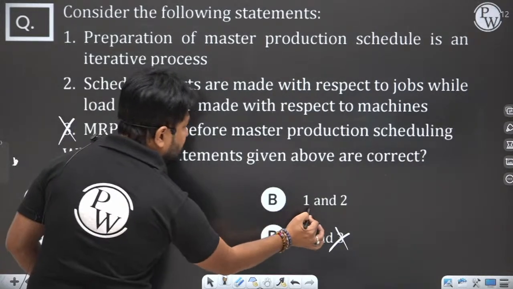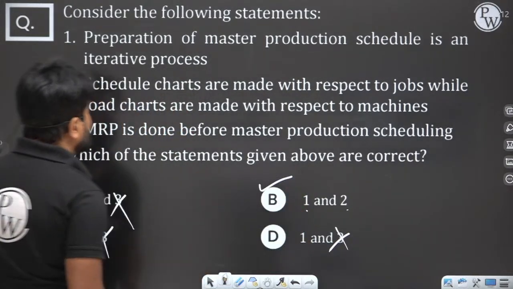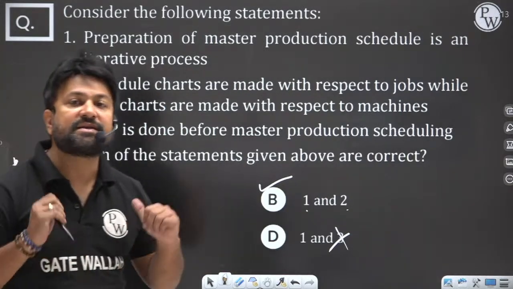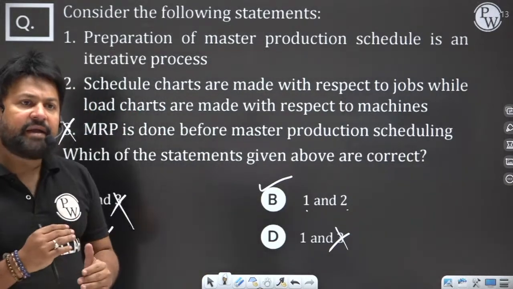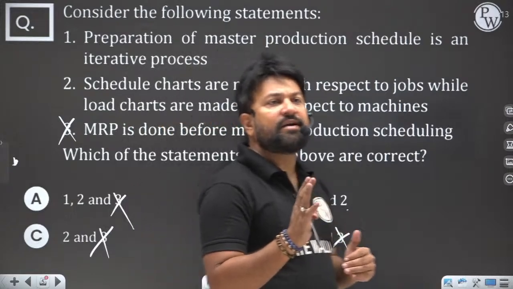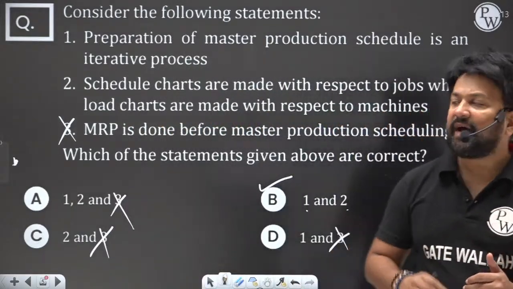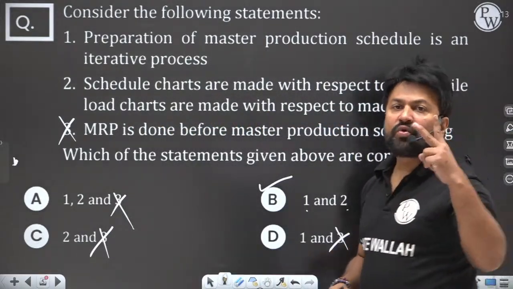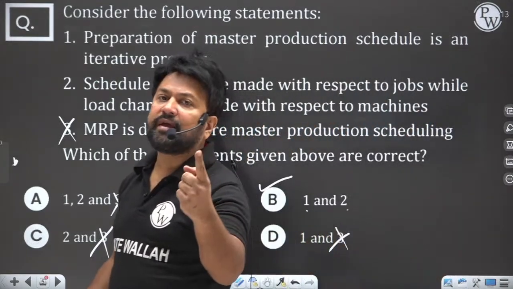So the only options are 1 and 2. Automatically 1 and 2 are going to be selected. My dear, first of all, try to understand all the statements and eliminate. Sometimes you can do a question in two ways.